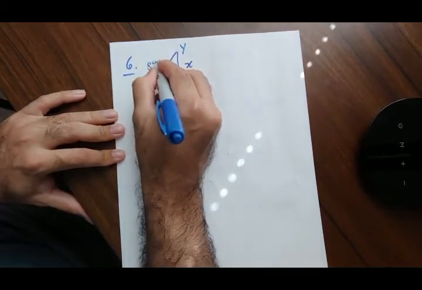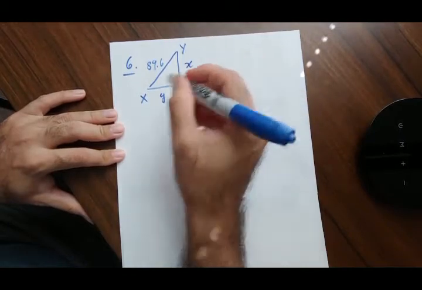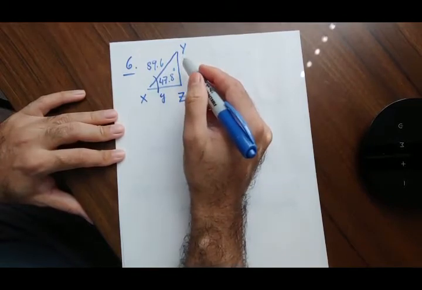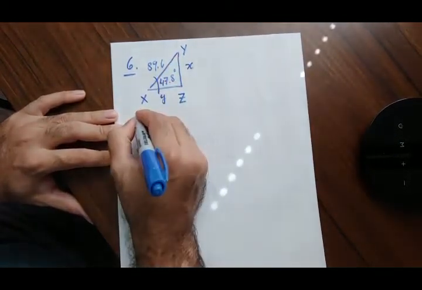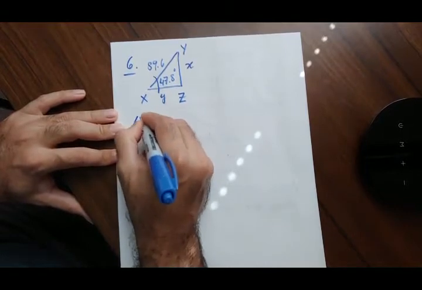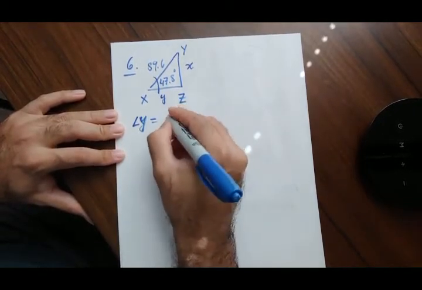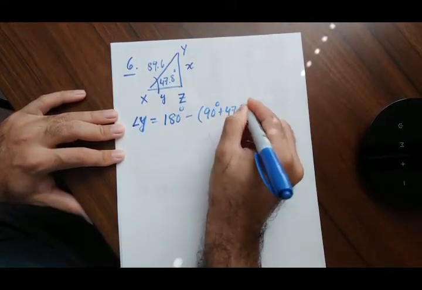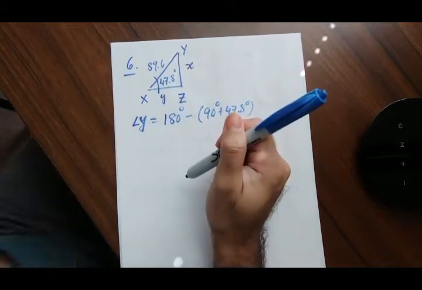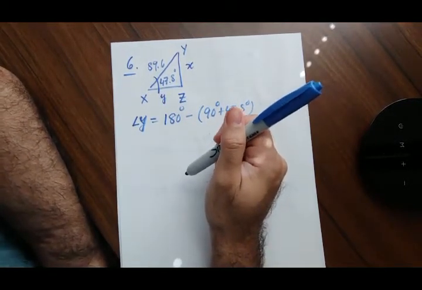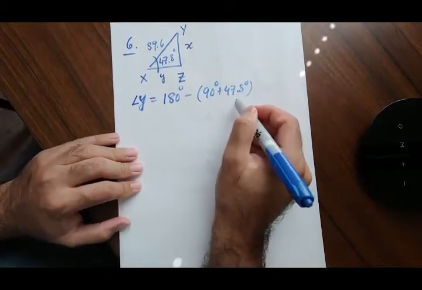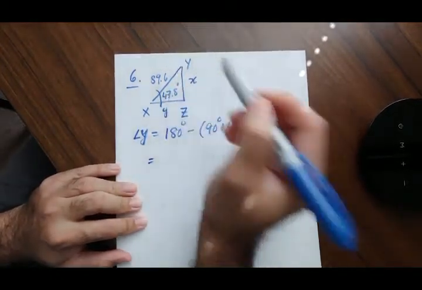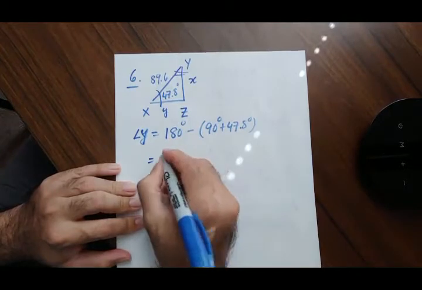The Z value is given as 89.6, and this angle is 47.8 degrees. We have to figure out the rest of the sides and the angle. The first thing that you can calculate here is the angle Y. How do I calculate angle Y? 180 minus (90 plus 47.8). We know the three angles total for a triangle is 180 degrees. So 180 degrees minus 90 degrees plus 47.8 degrees will be the remaining angle Y, which is 42.2.